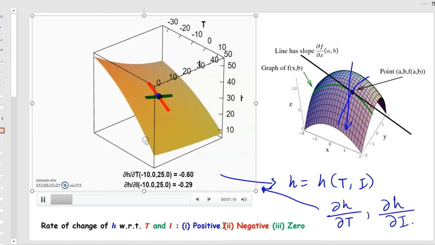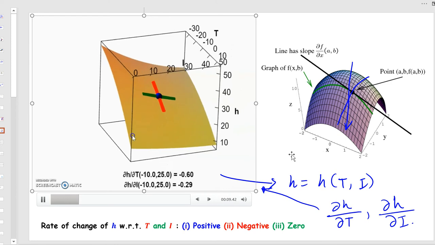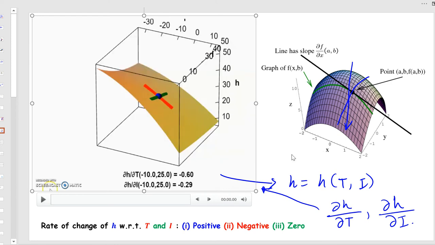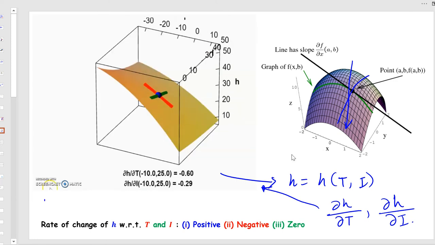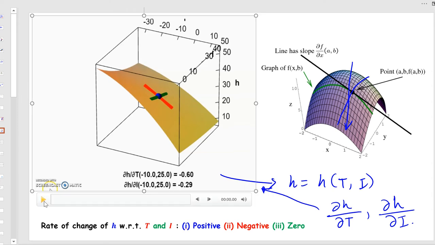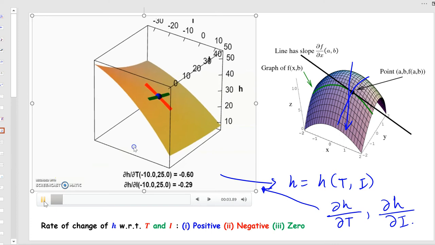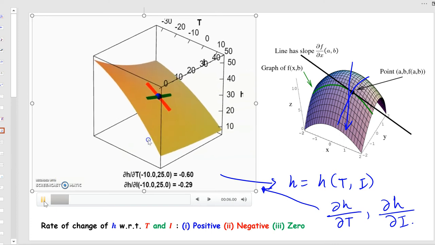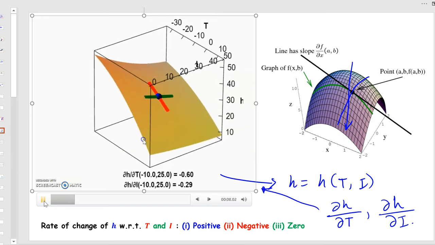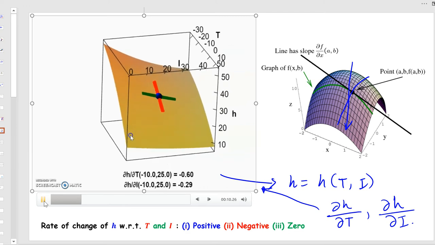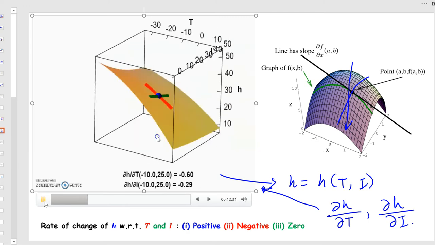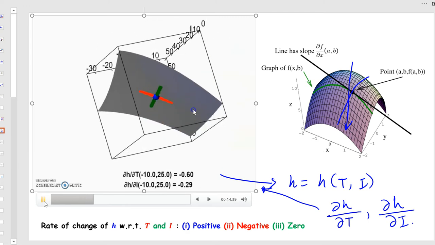Now if you move the black dot point, you can see that there is a change. Both derivatives change simultaneously, but we have to calculate with respect to one direction at a time.